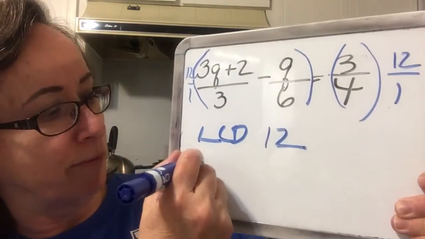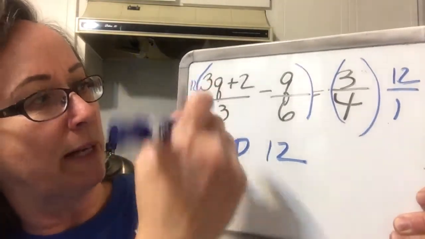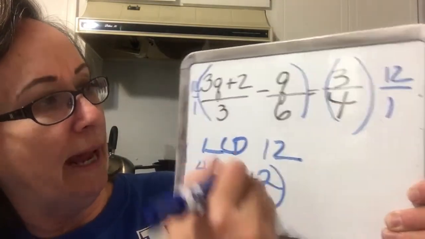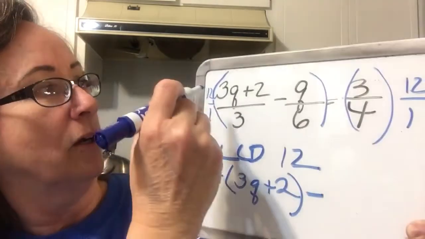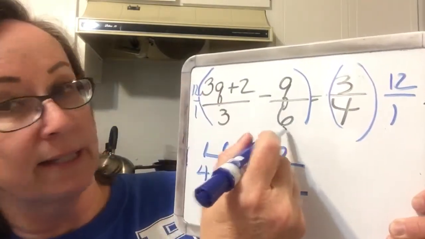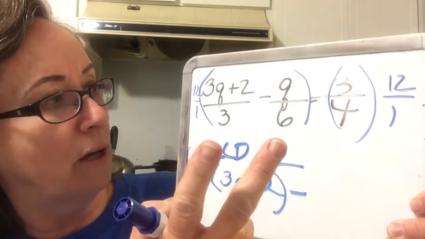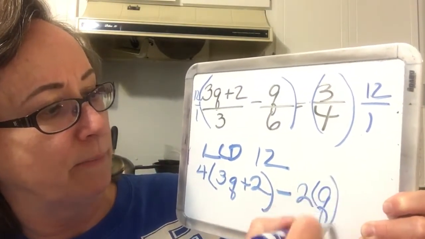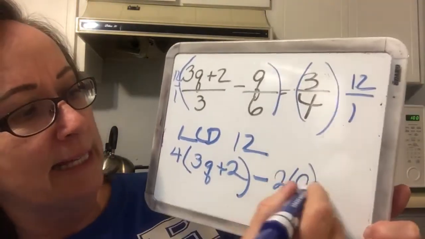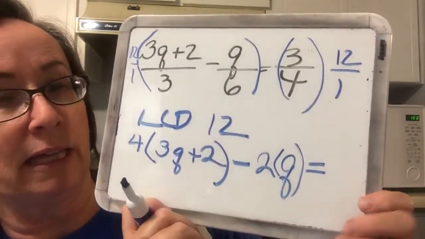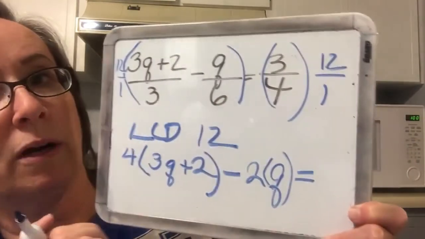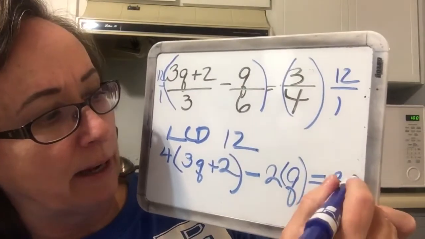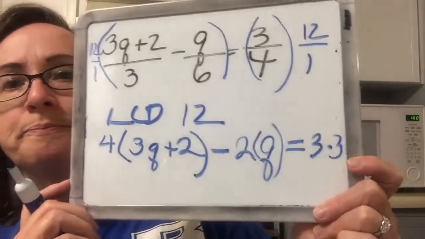So I wind up with 4 times 3q plus 2, and then minus, the 12 will cancel the 6 with a 2, so minus 2 times q. And then lastly, on the other side of the equal sign, the 12 and the 4 will cancel, leaving a 3, and we get 3 times 3 on the end, which is going to be 9.